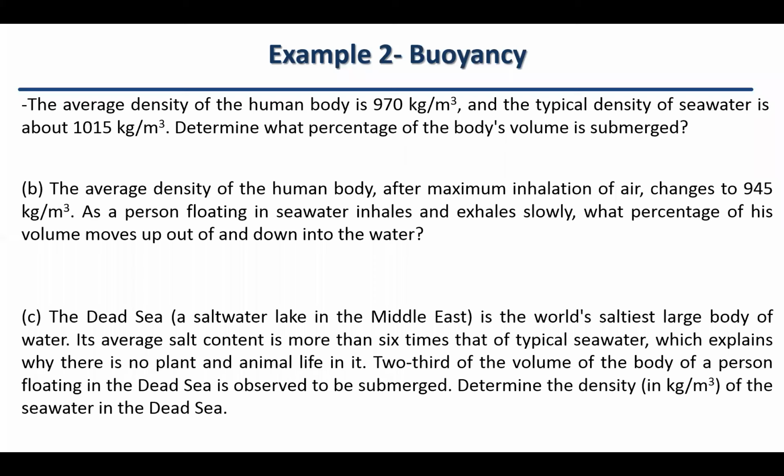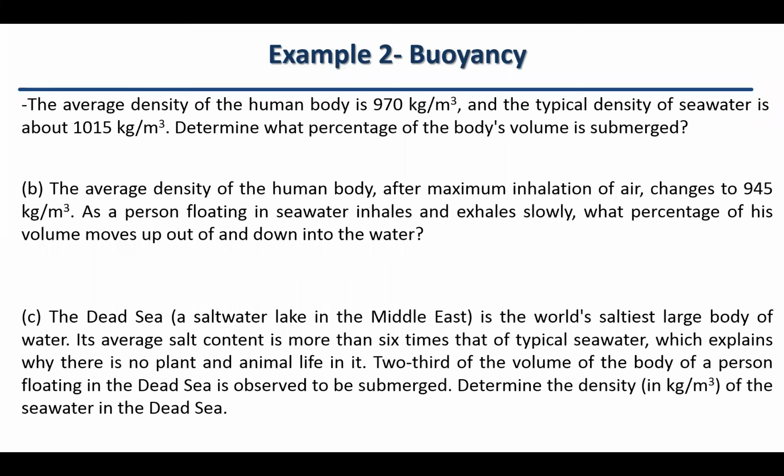And for section C, the question here: imagine we are in the Dead Sea, the saltwater lake in the Middle East, the saltiest large body of water in the world. The average salt content is more than 6 times that of typical seawater. If someone is floating in that sea, 2/3 of the volume of the body of a person floating in the Dead Sea is observed to be submerged. With that assumption, we need to determine the density in kilograms per cubic meter of the seawater in the Dead Sea.